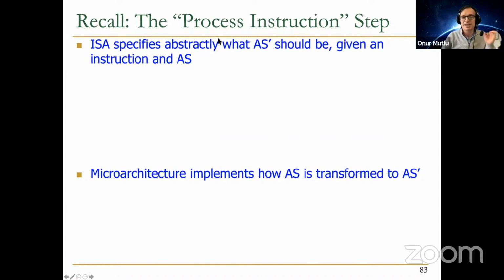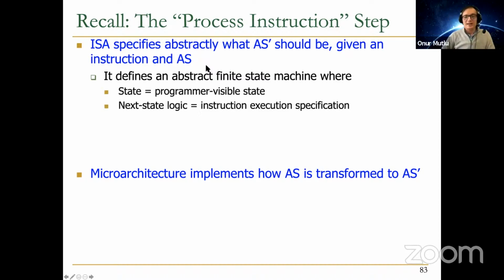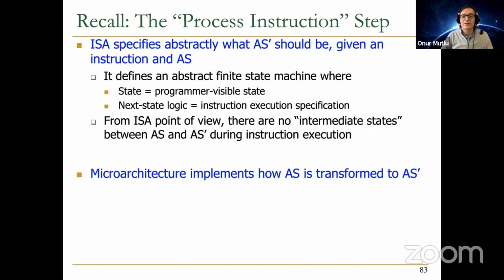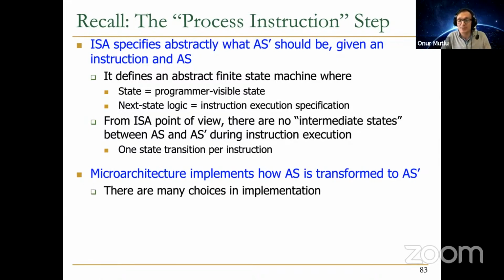So basically, remember the slide we used earlier, the process instruction step. The ISA specifies abstractly what architectural state prime should be given an instruction and architectural state input. Basically, from an ISA point of view, there are no intermediate states between architectural state and architectural state prime during instruction execution. One state transition per instruction, but that's the ISA. But microarchitecture implements how AS is transformed to architectural state prime.